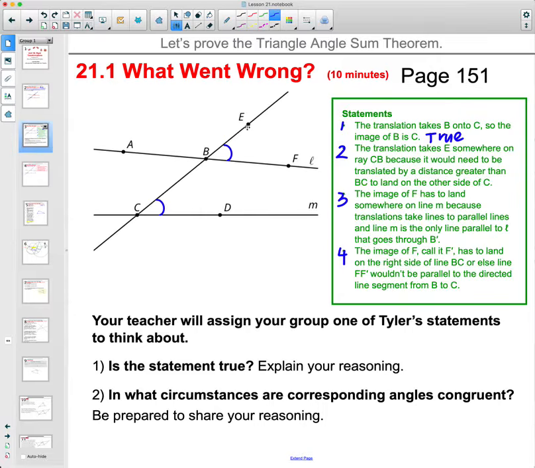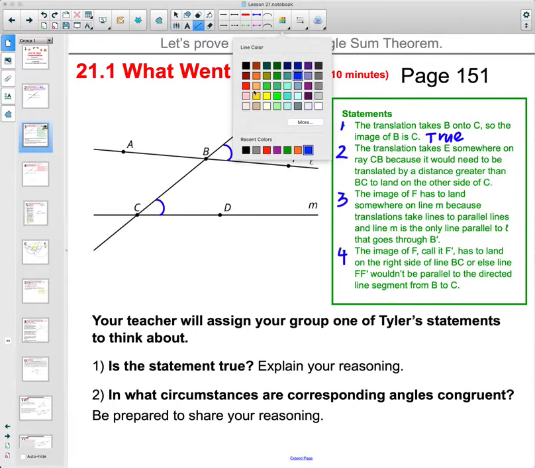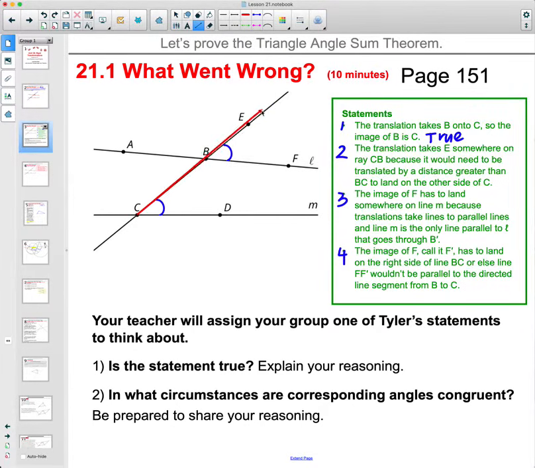Number 2, the translation will take E to somewhere on ray CB. So here's ray CB. Let me get ray CB drawn on here. Okay, so here would be ray CB. Is E going to move somewhere along there? And it would need to be translated by a distance greater than BC to land on the other side of C. So E, if we're going from B to C, is going to move somewhere between here. Okay, the only way it could move to the other side of C is if it had to move further than BC. This is true.